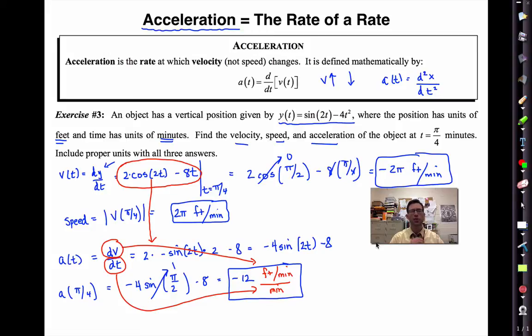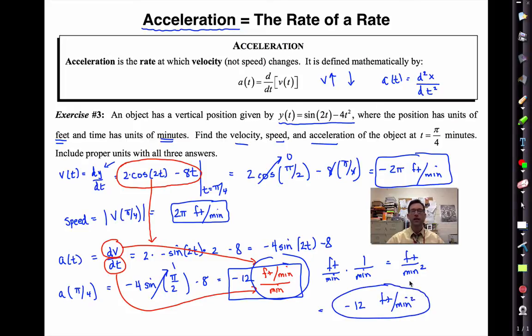In other words, I can interpret this by saying that the velocity is decreasing at a rate of negative 12 feet per minute, right? And that makes sense. What physicists will often do is that they'll collect these two units. Now remember, feet per minute could also be thought of as feet per minute times 1 over minutes. So that's going to be feet per minute squared. So we could also state the answer as negative 12 feet per minute squared.